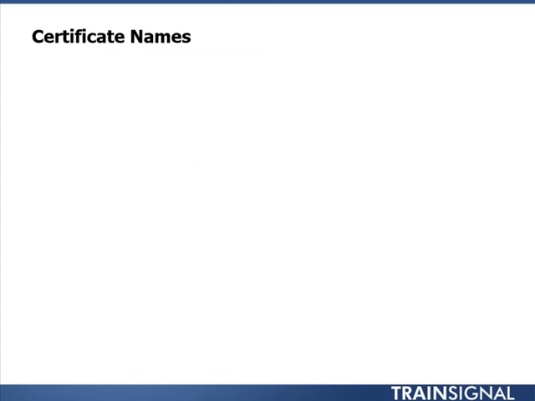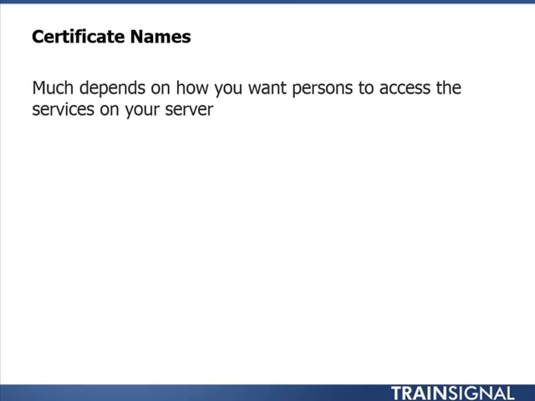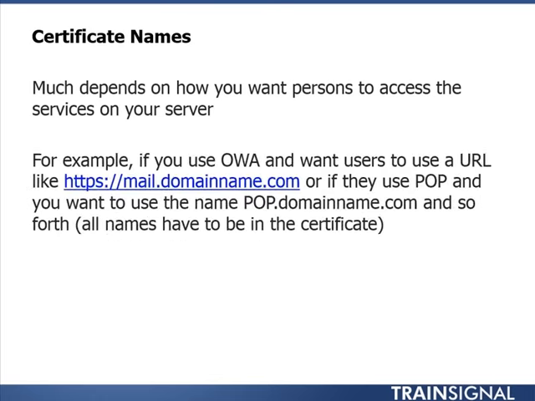Now, when you configure the certificate, you have to think about the certificate names that are going to be used. Much of this depends on how you want persons to access the services on your server. For example, if you use Outlook Web App and you want users to use a URL like https://mail.domainname.com, or let's say you use POP or IMAP and you want them to use the name pop.domainname.com and so forth, all of these names have to be in the certificate.